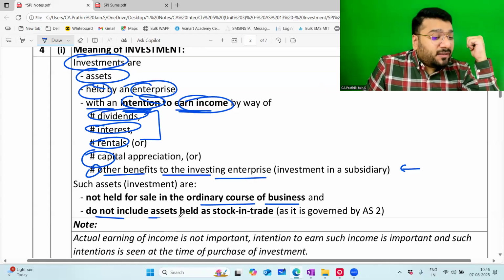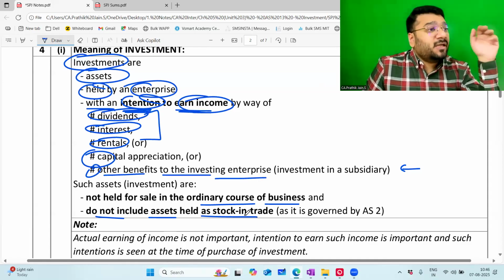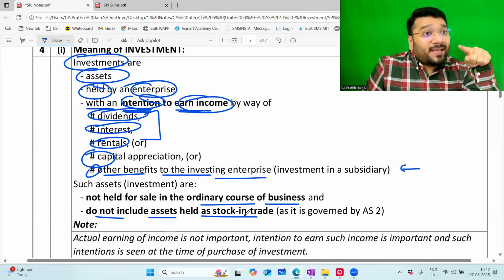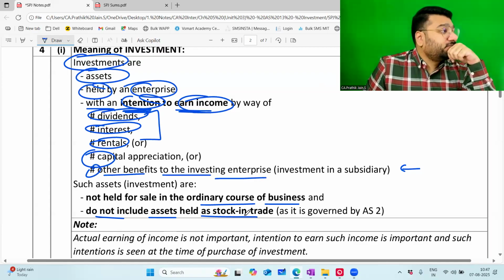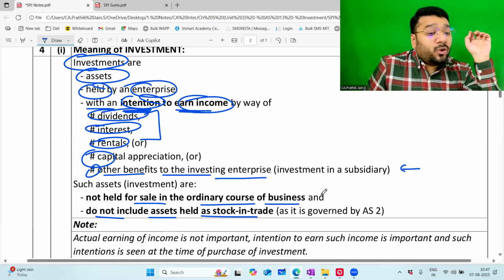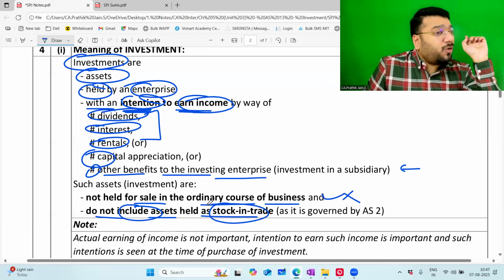If your investment is in the stock of your business, say you are in the business of buying and selling laptops, we say we invested 50 lakh in the laptop business. Though you use the word investment there, according to AS 13, that is not investment. So any item held in the business for the ordinary course of business is not investment, and any investment done in the stock of the business is also not investment. Okay or not okay?